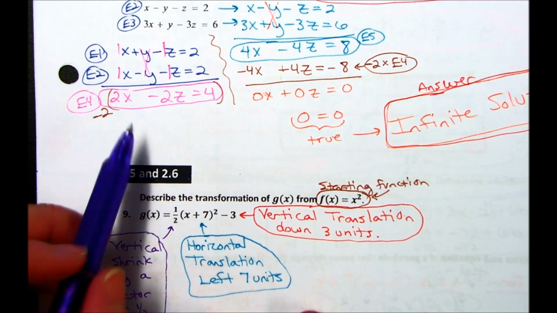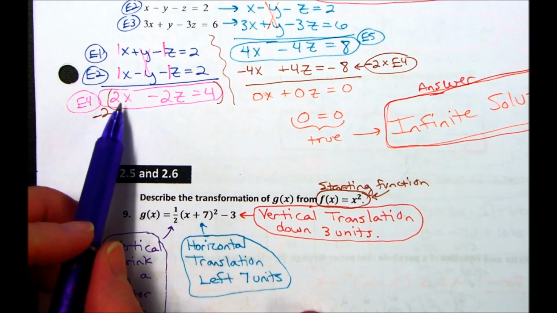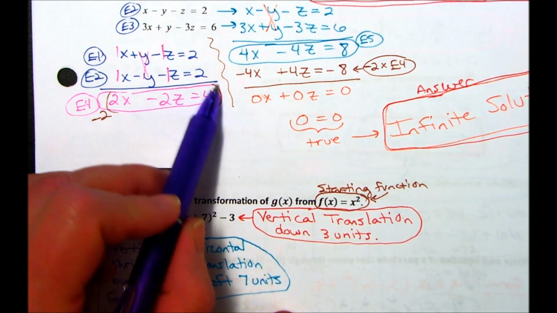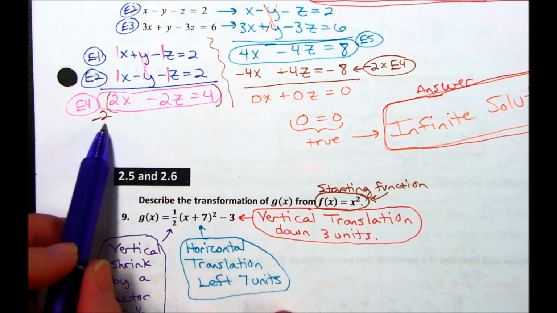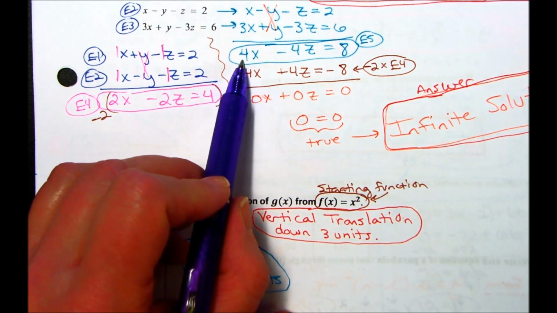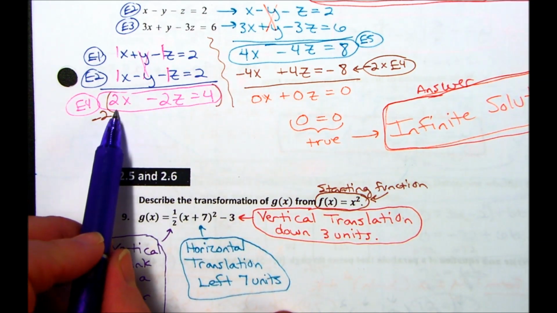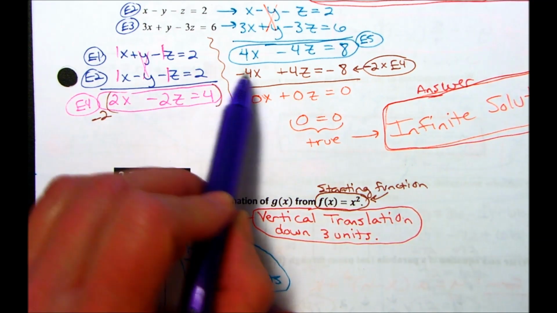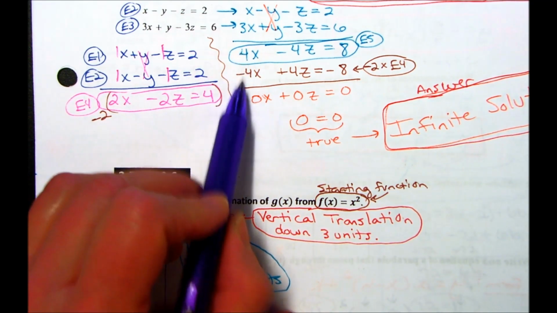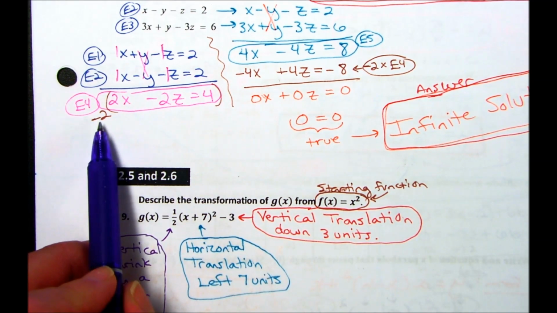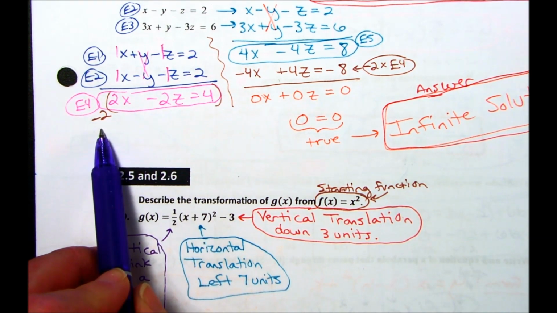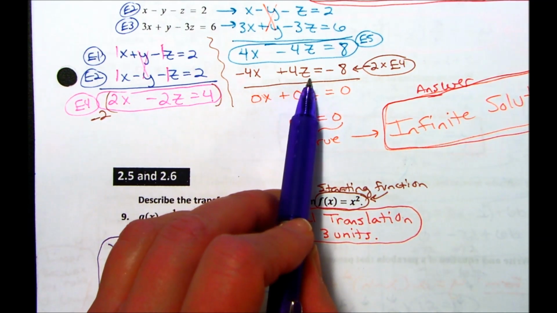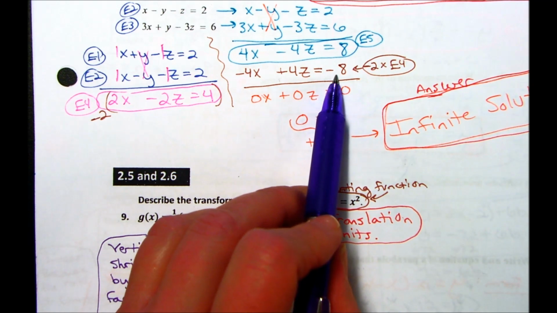But in order to make this equation cancel with the other one, I'm going to multiply this equation by -2. Since I have a positive 4x here, and I've got a positive 2x there, if I multiply this equation by -2, that will give me the -4 that I need to cancel with that positive 4. So when I multiply all of these terms by -2, I get -4x, -2 times -2 is positive 4z, -2 times 4 is a -8.